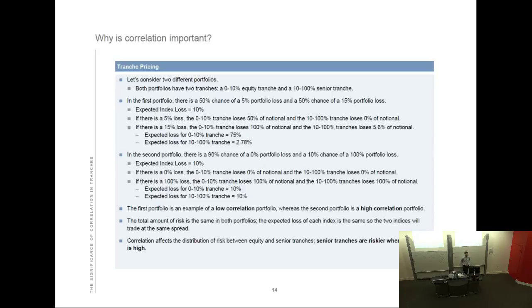Okay, now take a second portfolio where there's a 90% chance that there's no portfolio loss whatsoever, but a 10% chance that the entire portfolio gets wiped out. Okay.